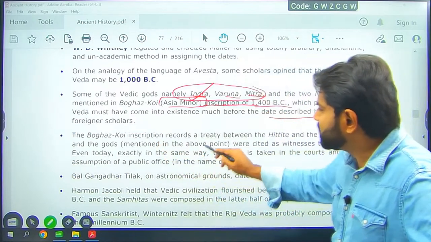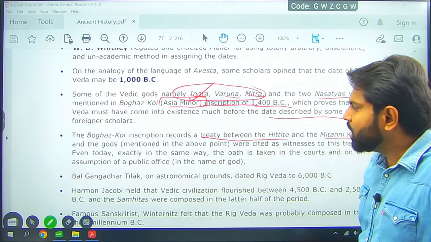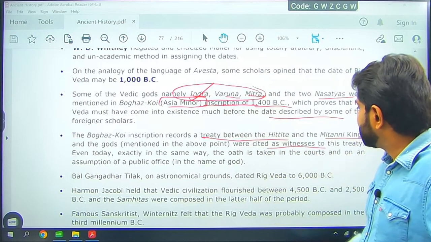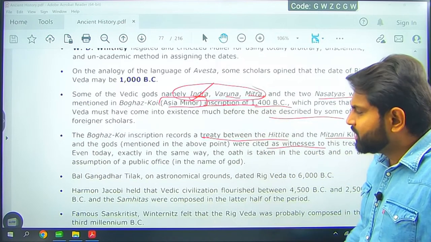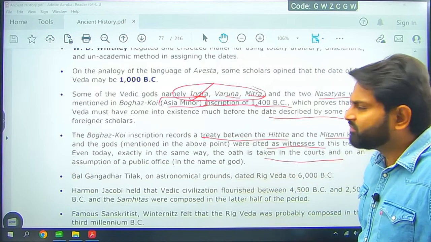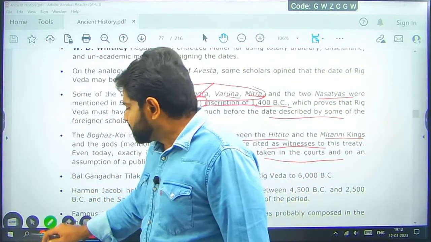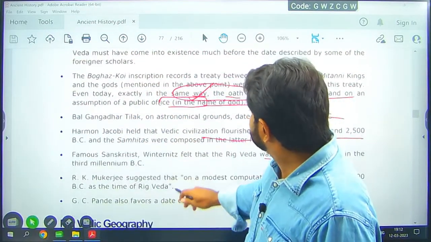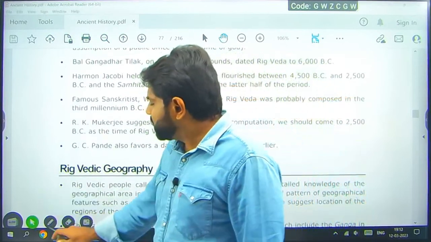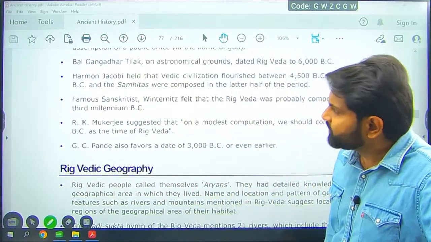The Boghazkoi inscription records a treaty between Hittite and Mitanni kings, and these gods, Indra, Varuna, Mitra, were cited as witnesses to this treaty. Even today, exactly the same way, the oath is taken in the courts on assumption of public office. Oaths are very important. If you read the constitution, oaths are very important. Even now, for every public office, oath is important, in the name of God, in the name of the constitution.